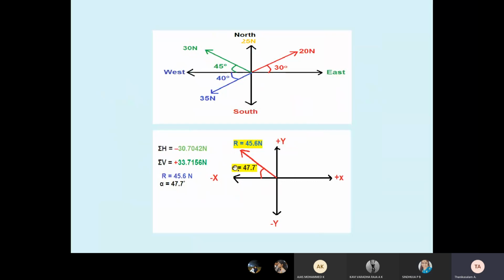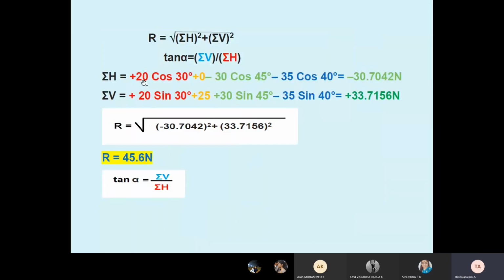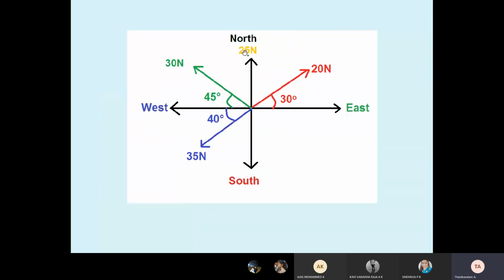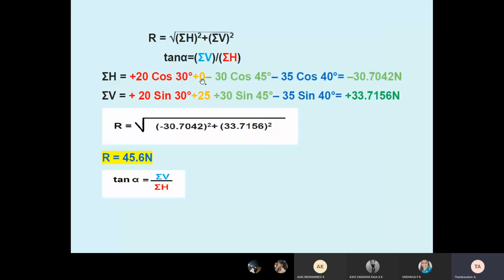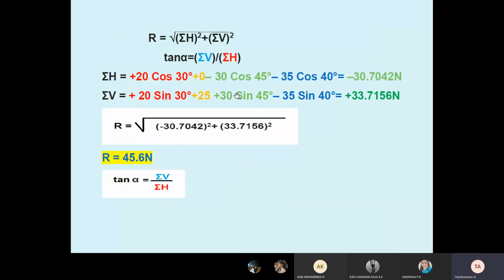Okay. You see here I have written each force in a different color. See the equation: the red color means the first force, the first quadrant force. The 25 Newton is acting only in the y direction, therefore there is no x component, that's why I put 0. X is 0, y plus. The third force is lying in the second quadrant: x minus, y plus. And the fourth force is in the third quadrant, both x and y minus. So I used different colors for your understanding.